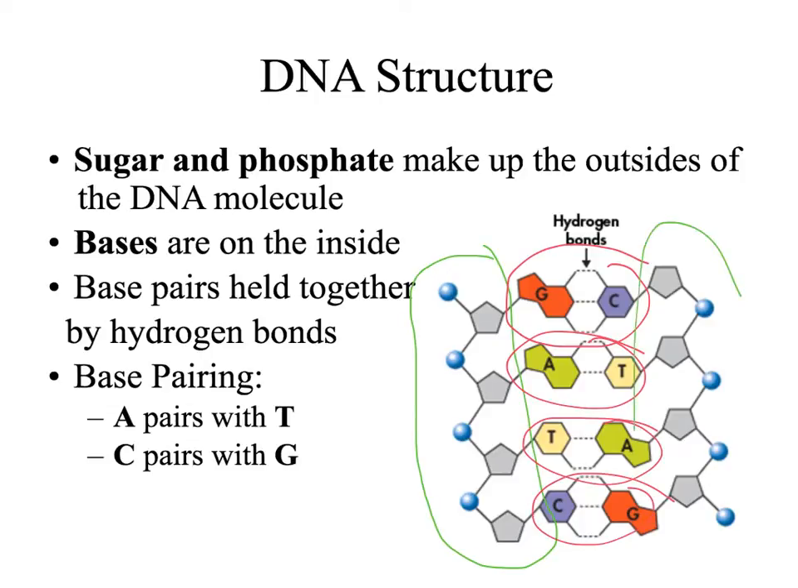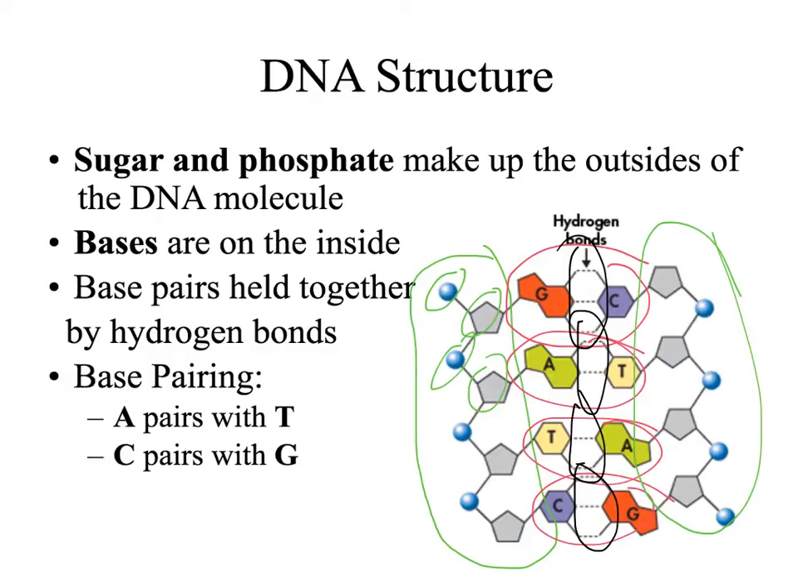Okay, and I'll circle this one in green too. So that's the outside, phosphate and sugar. And you see how they alternate, phosphate, sugar, phosphate, sugar. Okay, and then the bases are on the inside. Those bases are held together by these important hydrogen bonds that form between the atoms inside of the DNA. Okay, and then we already went over those base pairing rules that A pairs with T and G pairs with C.